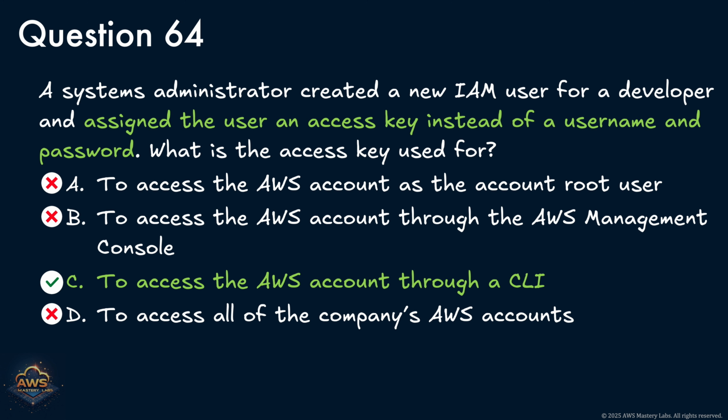Option C, to access the AWS account through a CLI. This is the precise and correct use case. The AWS CLI, command line interface, relies on access keys for authentication and authorization. When a developer uses the AWS CLI to interact with services, those requests are authenticated using the access key ID and the secret access key. These credentials are set via environment variables, AWS config files, or through credential profiles, and are entirely designed for programmatic access. Correct, because IAM access keys enable secure programmatic access to AWS via tools like the CLI or SDKs.